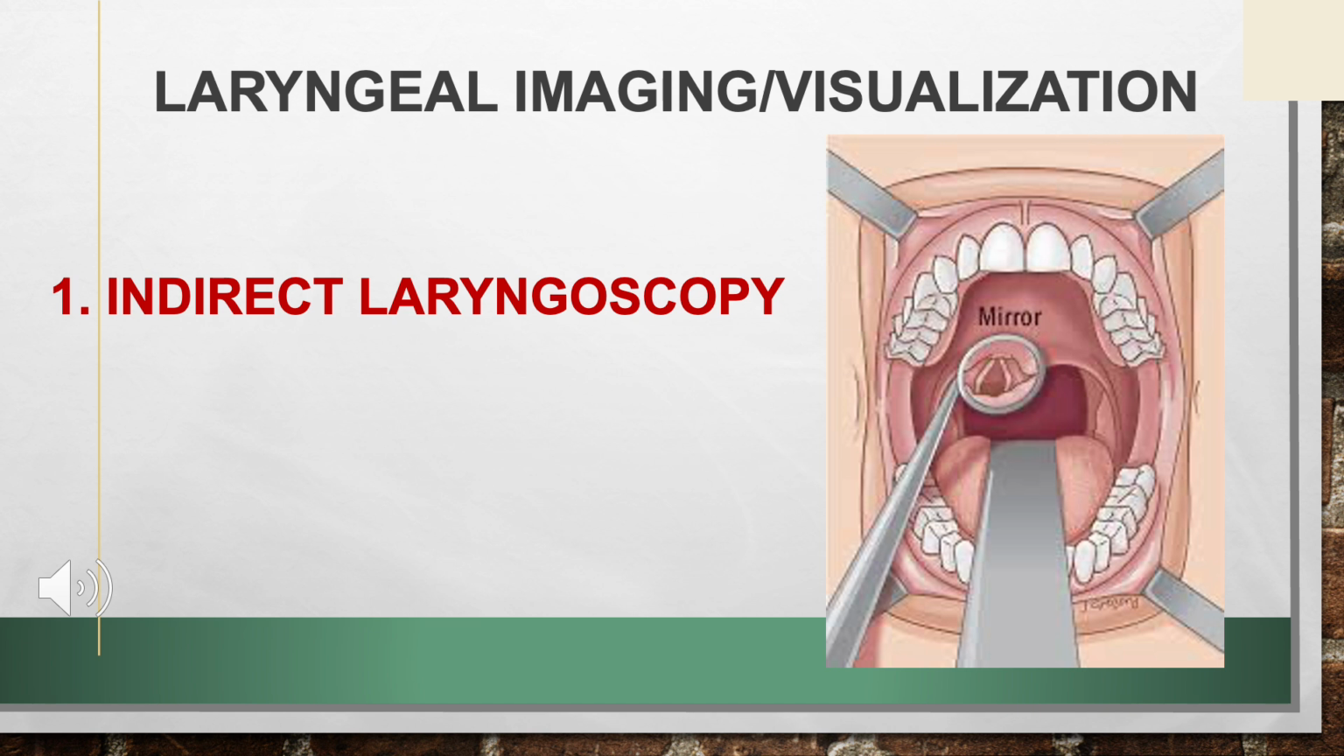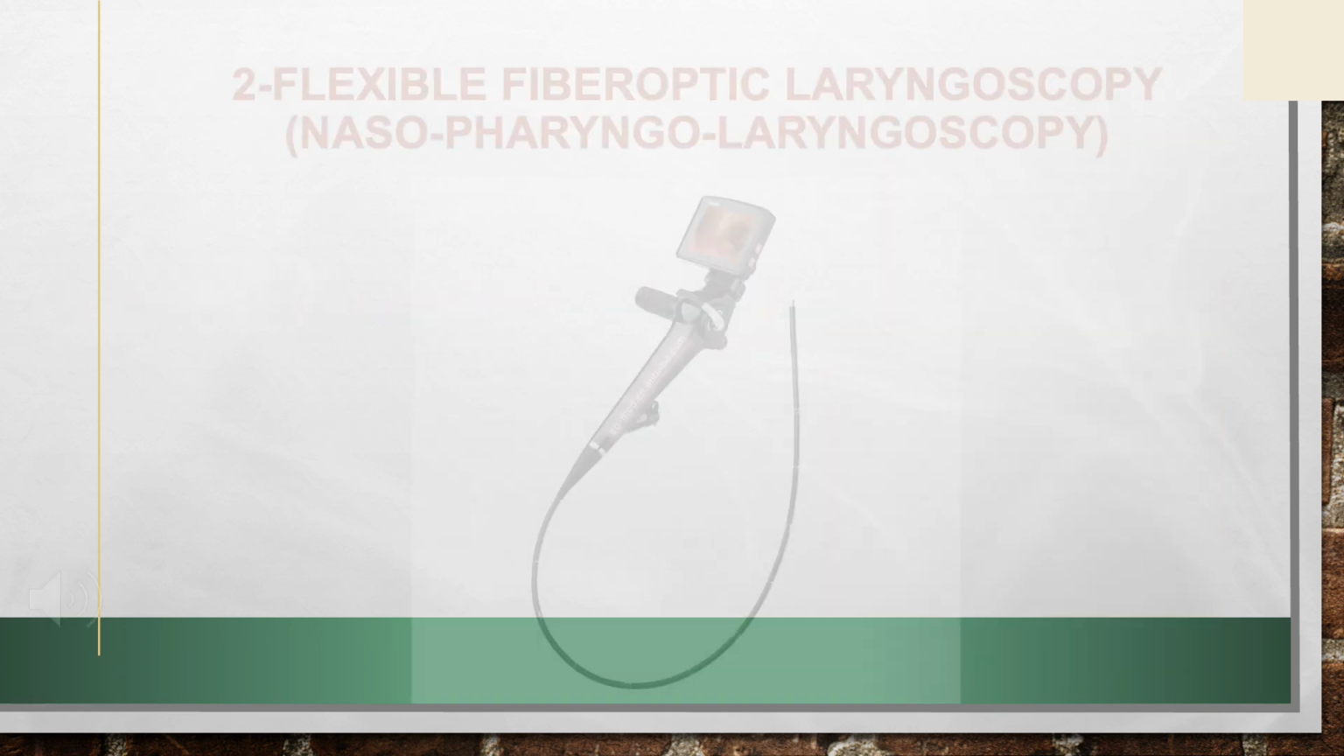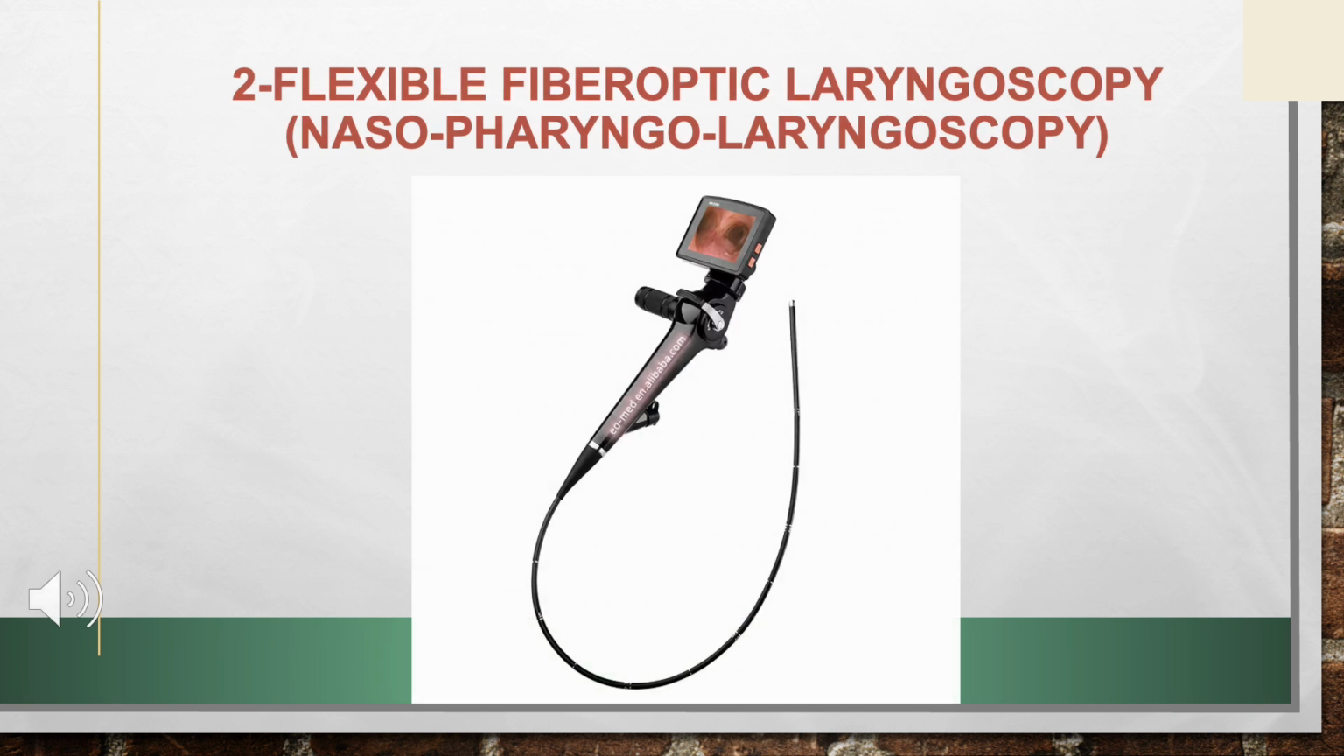Laryngeal imaging/visualization. 1. Indirect laryngoscopy. A mirror-based examination of the larynx. 2. Flexible fiber optic laryngoscopy, nasopharyngolaryngoscopy. A flexible scope is inserted through the nose. Allows visualization of the larynx during speech, breathing, and swallowing. Often performed without anesthesia, can be recorded. Commonly used in clinical ENT and voice evaluations.